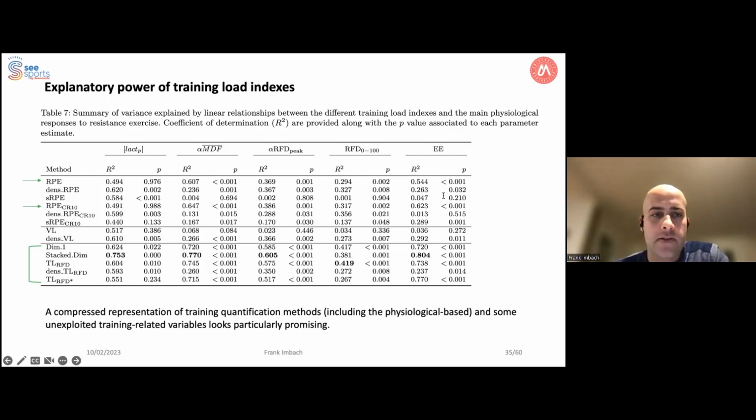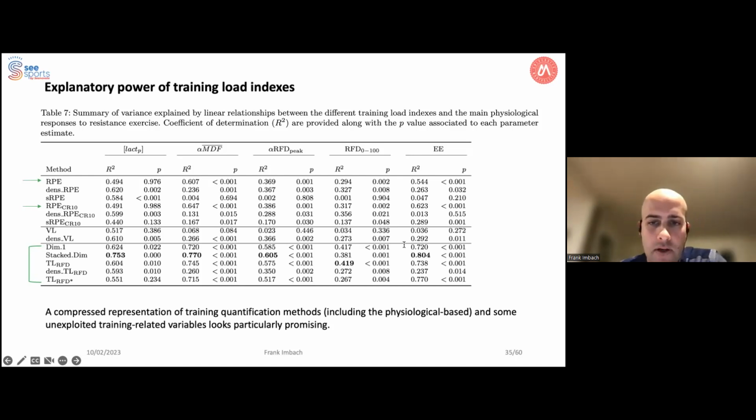It questions the pertinence of an exercise duration rating, I mean session RPE, particularly since RPE alone already accounts for a time dimension, that means the duration of exercise already influences your RPE rating. So should we keep considering session RPE or not? I don't know, but we can question.